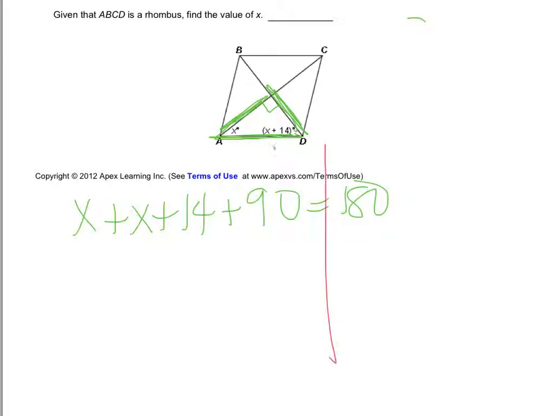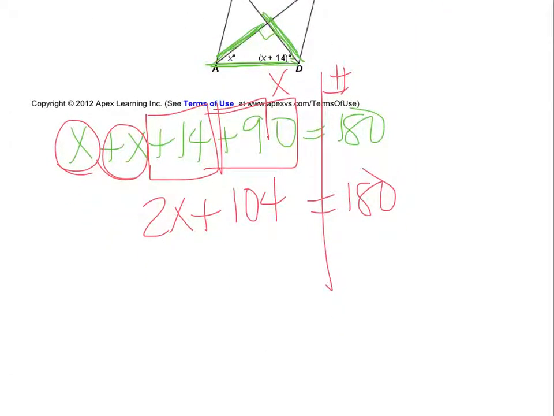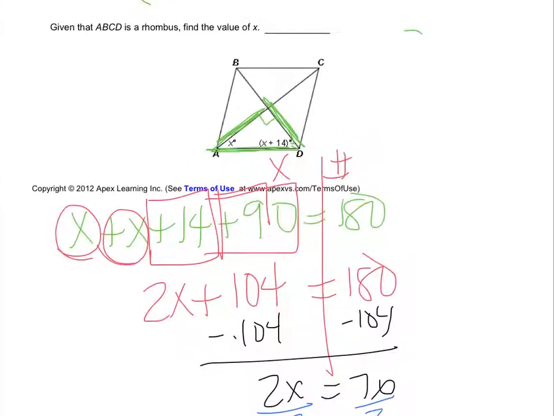So I'm going to combine my like terms before I solve. I have x, and then I have 14 and 90. So that gives me 2x plus 104 equals 180. And I'm just solving this for x. So in order to do that, I'm going to subtract 104 from both sides. So I'm left with 2x equals 76. And for my last step, I'm going to divide both sides by 2. And I get that x equals 38. And the question said, given that ABCD is a rhombus, find the value of x. Well, we just did. x was 38.